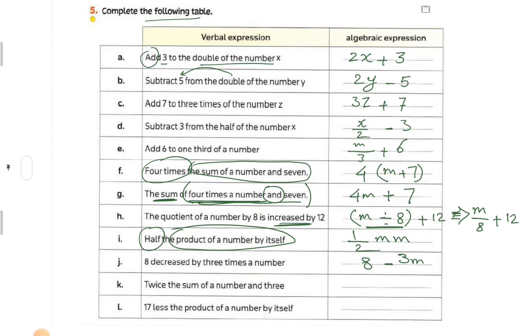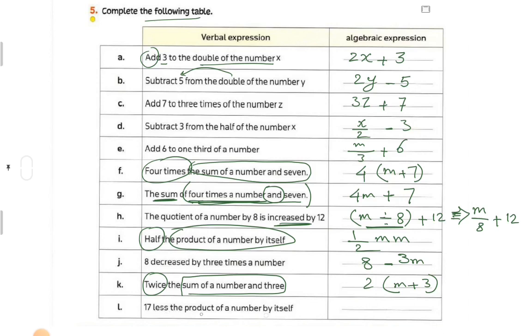Twice the sum of what? The sum of a number and 3, any number, plus what? Plus 3. Twice, this means times 2.